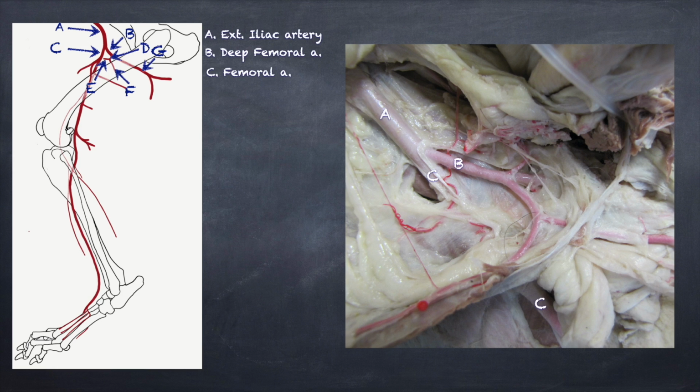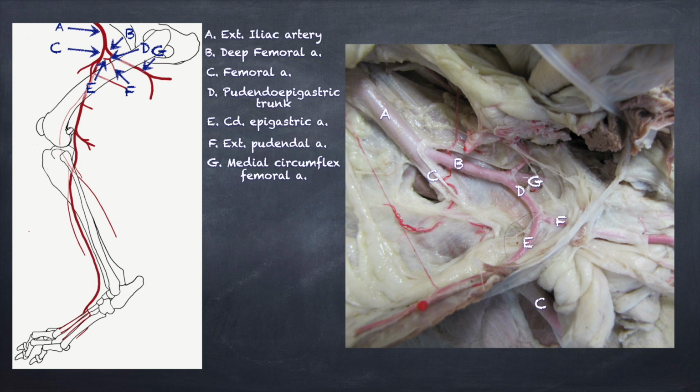Deep femoral artery is going to give off the pudendo-epigastric trunk, which consists of the caudal epigastric and the external pudendal arteries. Okay? After it gives that off, it changes names. You know how these arteries do that. And it's going to continue as the medial circumflex femoral artery. That's the artery that's going to be kind of deep to the pectineus and the adductor, right in there. Okay? So that's what it's supplying, those muscles there.